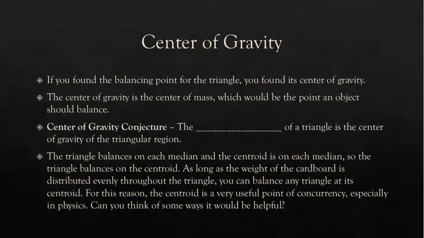The centroid is a very useful point of concurrency, especially in physics. Maybe in building something. Can you think of some ways that it would be helpful to know the center of gravity of a triangle? The idea is useful in designing structures as complicated as bridges or as simple as furniture. Knowing the center of gravity is very helpful as you design and build things.